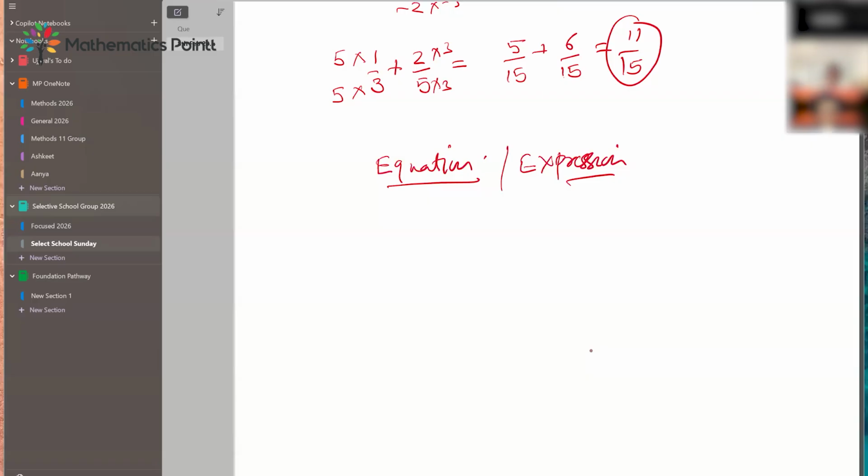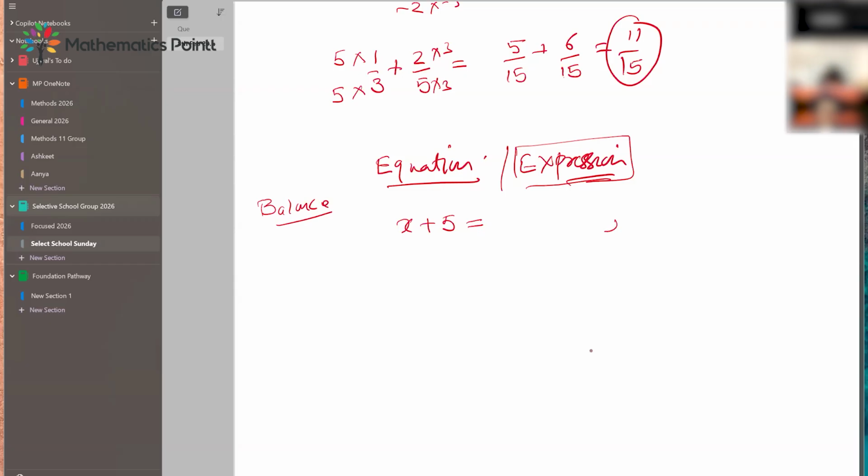Anything, for example, if I write x plus 5, this is an expression. And the moment I have placed an equal to sign, it still hasn't become an equation. The equation is like a balance. Equation is like a balance.